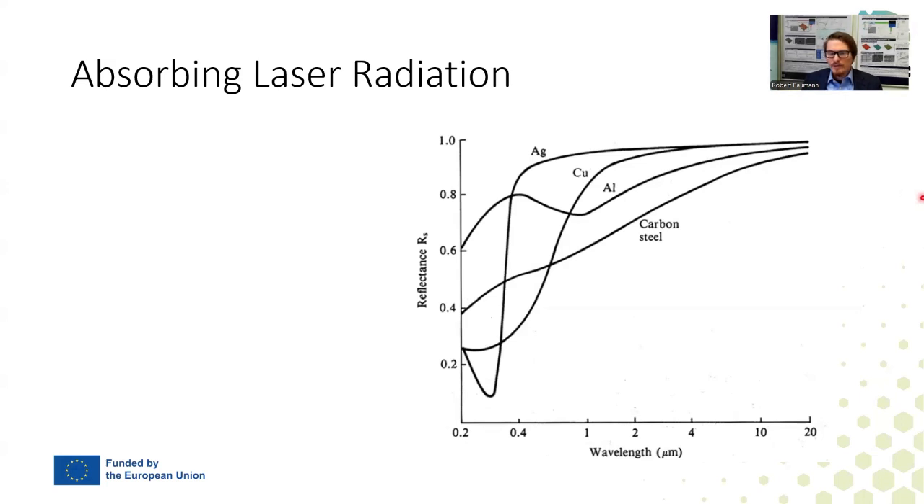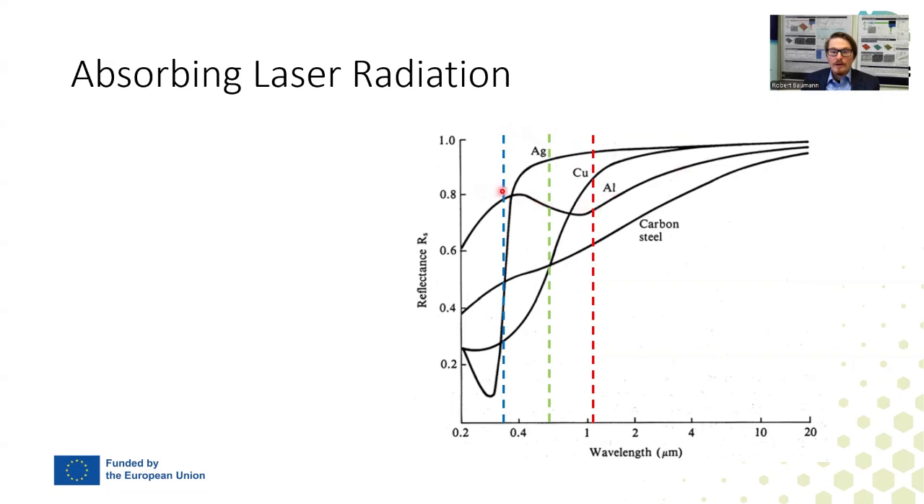So we have to look at the absorption of laser radiation. As you can see here, we have a diagram showing the laser wavelength as well as the reflectance on the side. Depending on the material, different materials interact differently with certain wavelengths. When we talk about laser surface structuring, most of the time you're using a Nd:YAG laser based on the near-infrared wavelength at 1064 nanometers, as well as the further harmonics, which are 532 or 355 nanometers.